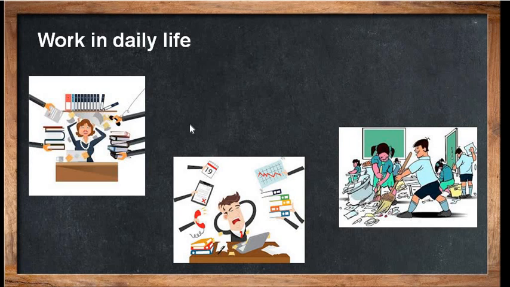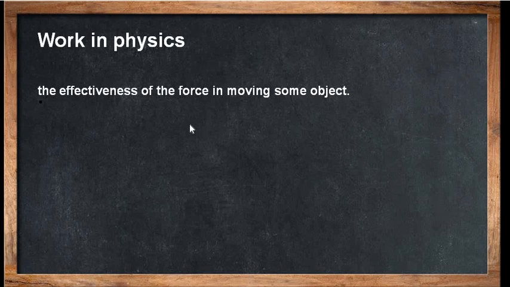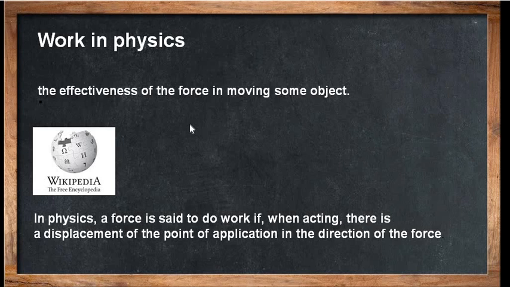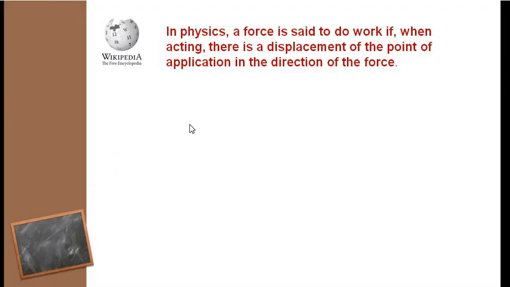Why in physics, when we talk about work, do we mean very specific things? When we talk about work in physics, we talk about the effectiveness of the force in moving some objects. Or according to Wikipedia, in physics, a force is said to do work if, when acting, there is a displacement of the point of application in the direction of the force. To understand these two definitions more deeply, let's look at some examples.